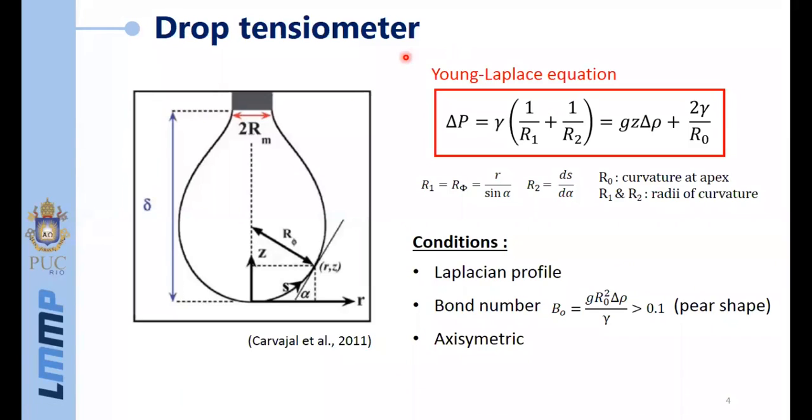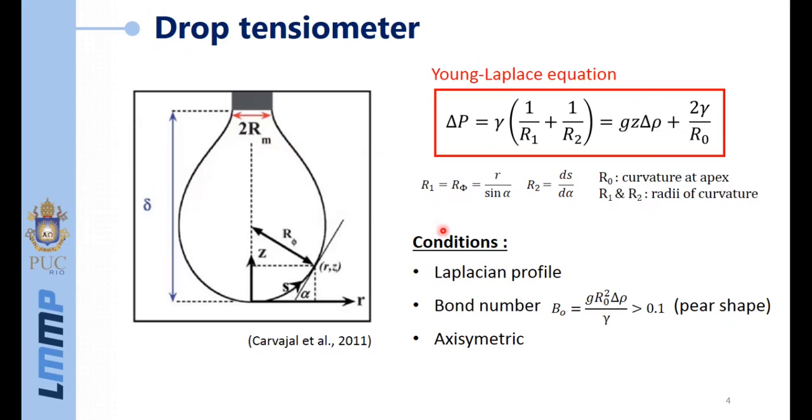Drop tensiometer is a well-known technique. The shape of the drop depends on the balance between the interfacial tension and the gravity. The Young-Laplace equation allows us to predict the interfacial tension just by knowing the density difference between the two phases and the contour of the drop.